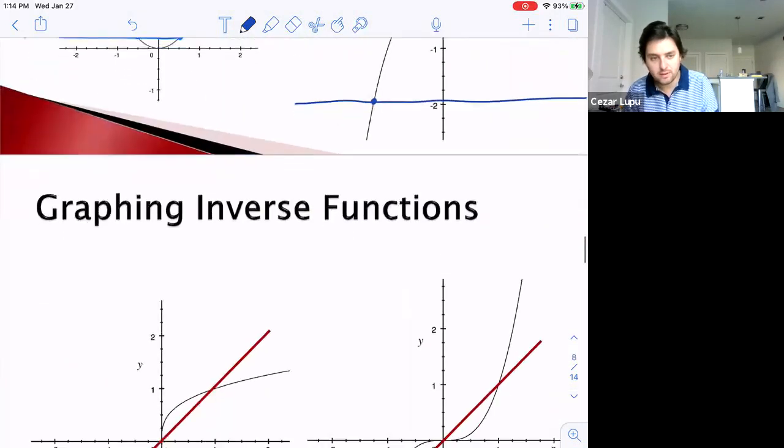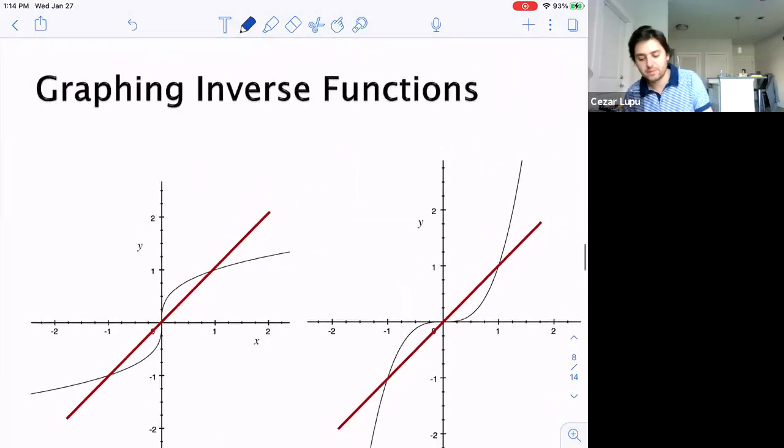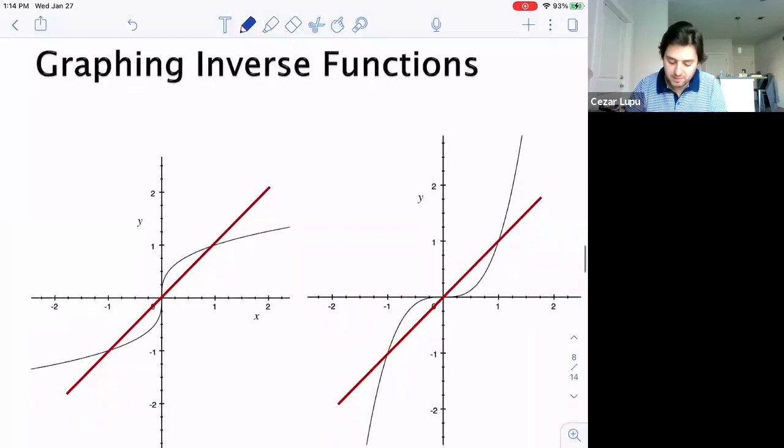Now let me say a few words about graphing inverses, graphing the inverse of a function. And you'll see something if you look at these.